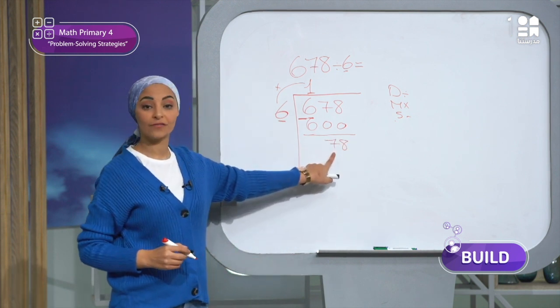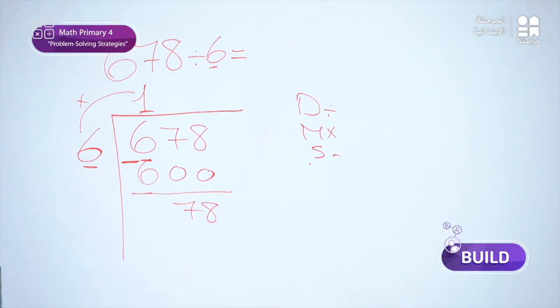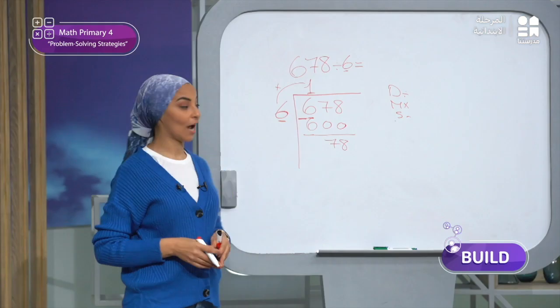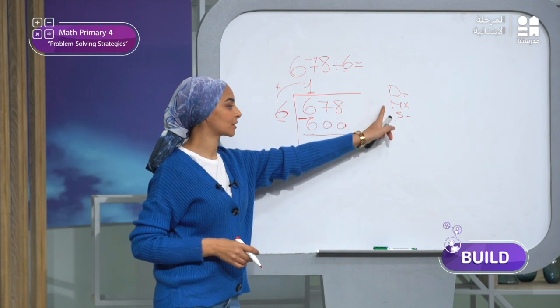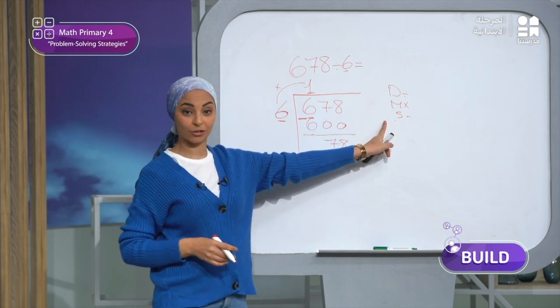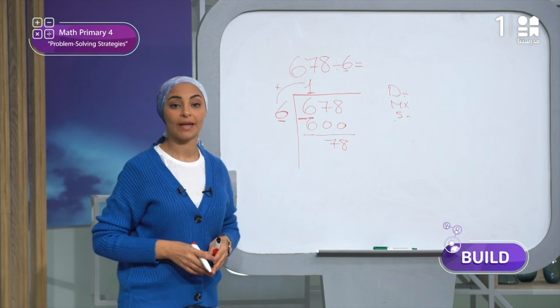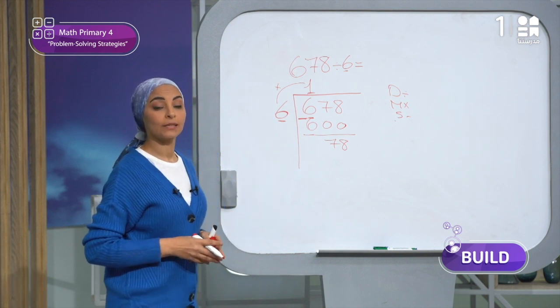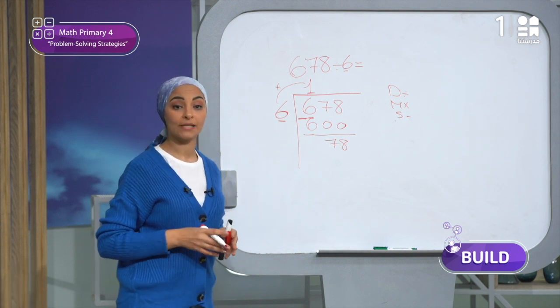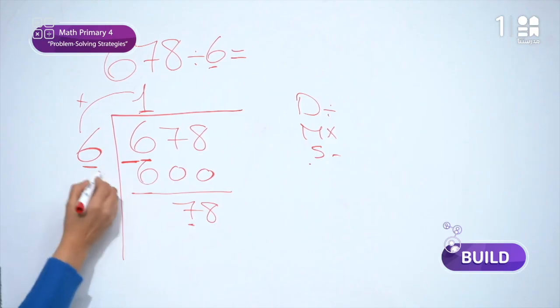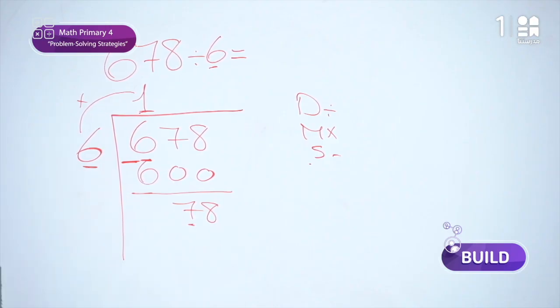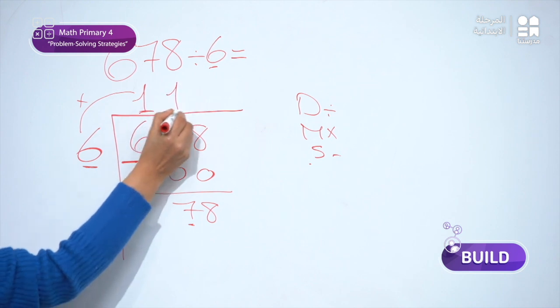Look here, I have 78, so I repeat all the steps again. I will start from the division, then multiplication, and then subtraction. First of all, I will divide. Okay, now we will divide 7 by 6, right? 7 divided by 6 gives me what? Yes, it gives me 1. Okay, I'll put it here.